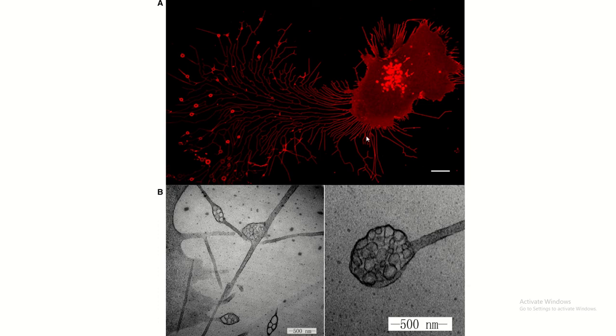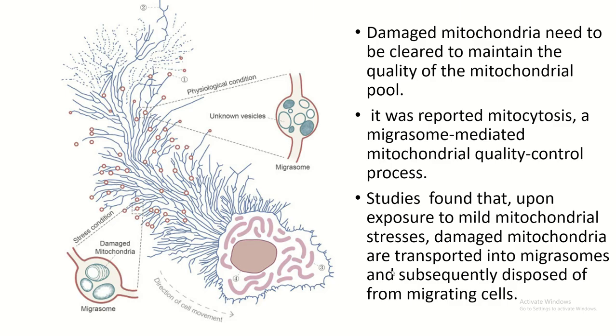So this is the cell, this is the migration fiber, and this is the migrasome. And this is an electron microscopic picture of a migrasome containing damaged mitochondria. In physiological conditions, the migrasome contains small vesicles, but in stress conditions, it contains damaged mitochondria.